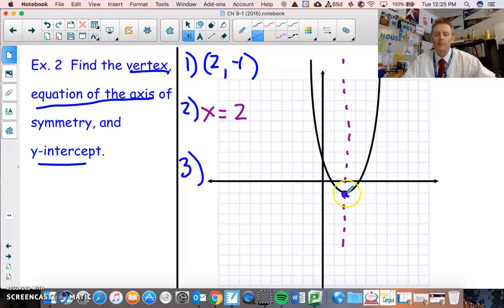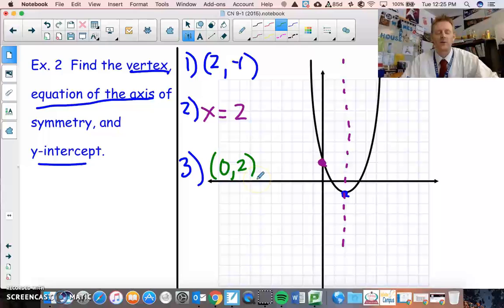Now my y-intercept, I'm just going to travel along my parabola and find where it crosses. And it crosses right here. And right there is where x is 0 and y is 2. So my ordered pair for the y-intercept is at (0, 2). And again, your ordered pairs are always going to have nice numbers here for us, hopefully, so that you can make things look really, really easy.